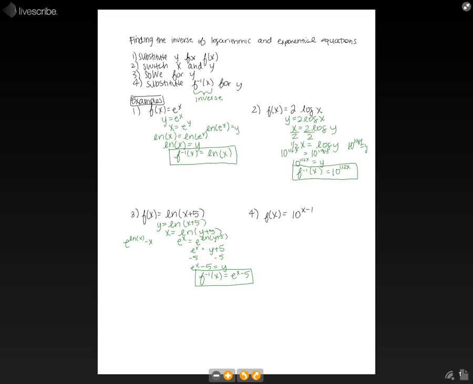Lastly, we have f of x equals 10 raised to the x minus 1. So first, we substitute in our y, then we switch our x and y's. Now, to get this y out of the exponent of this 10, we can use the rule that the log of 10 to the x is equal to x. So we take the log of both sides.